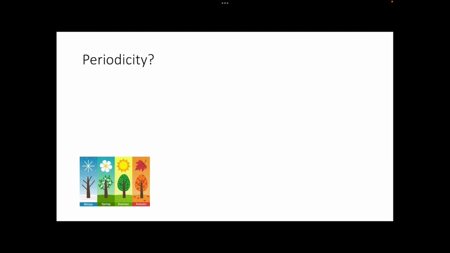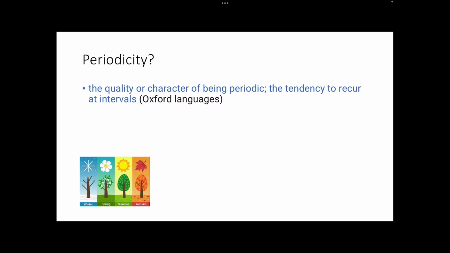So why is it called periodic? What does periodicity even mean? Periodicity is just the quality or character of being periodic. It's a tendency to recur at intervals, over a certain time, or it doesn't have to be time, it could be over a certain distance. Anything that's periodic means that it repeats.